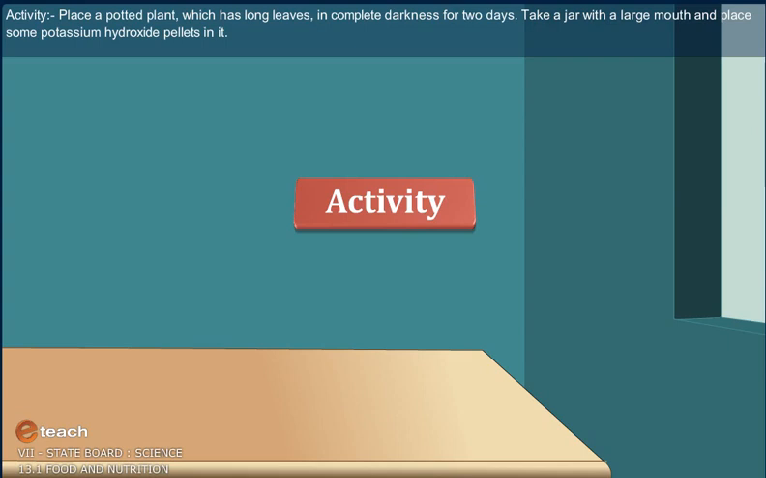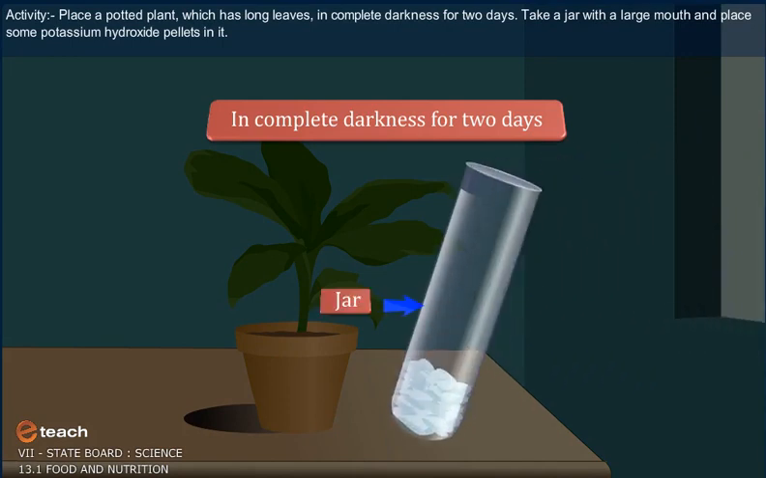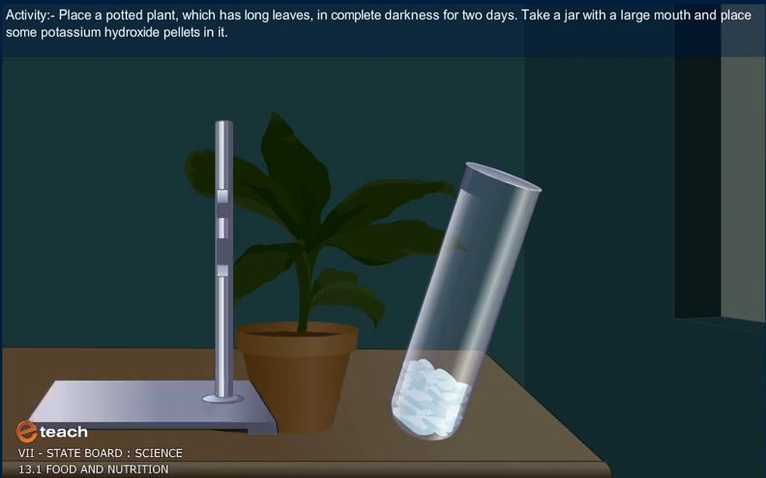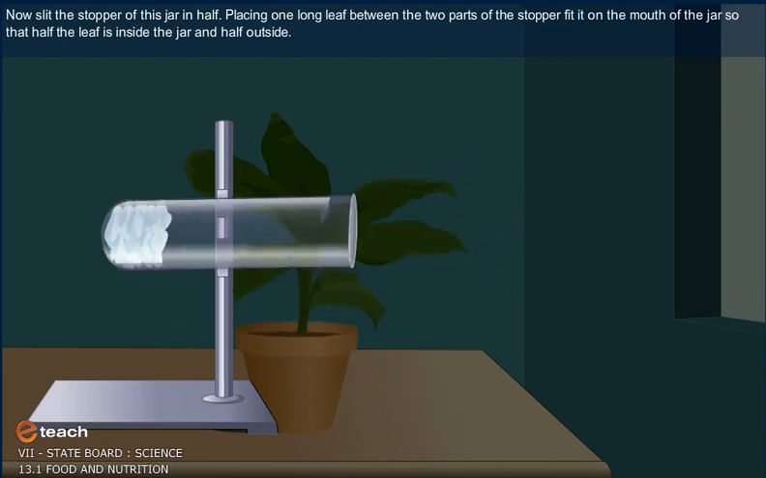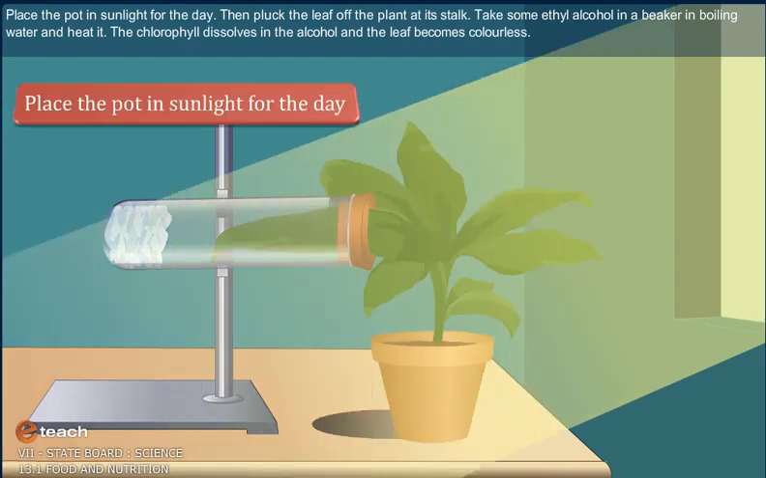Activity. Place a potted plant which has long leaves in complete darkness for 2 days. Take a jar with a large mouth and place some potassium hydroxide pellets in it. Now slit the stopper of this jar in half. Placing one long leaf between the two parts of the stopper, fit it on the mouth of the jar so that half the leaf is inside the jar and half outside. Place the pot in sunlight for the day.